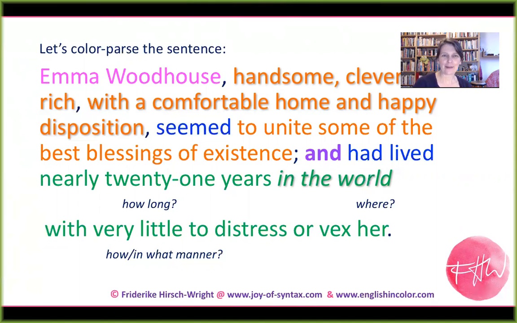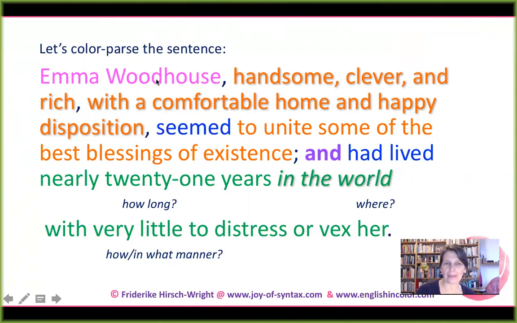What have we here? Okay, we have the subject, and then a main clause, and then another main clause, and the second main clause contains 1, 2, 3 adverbials. And the bit in between the subject and the first finite verb form consists of two elements, namely two predicate appositives, handsome, clever, and rich, and that's an adjective phrase consisting of 3 adjectives, and then with a comfortable home and happy disposition is a prepositional phrase.